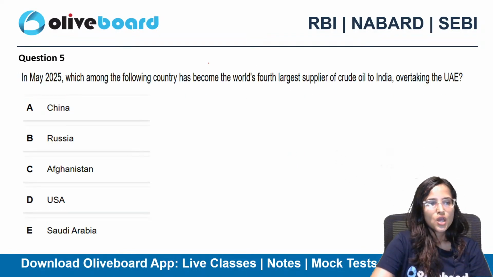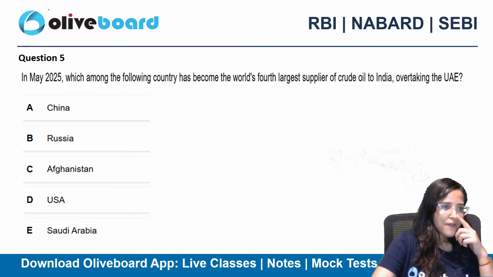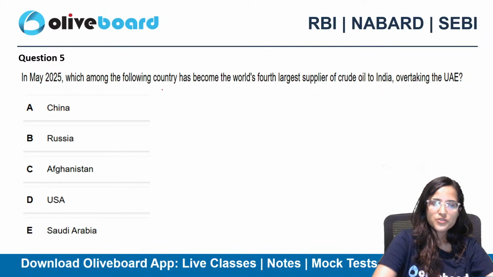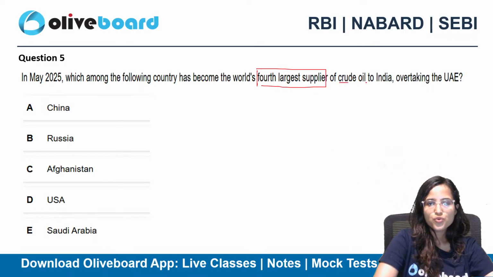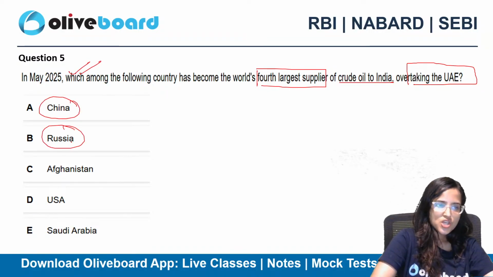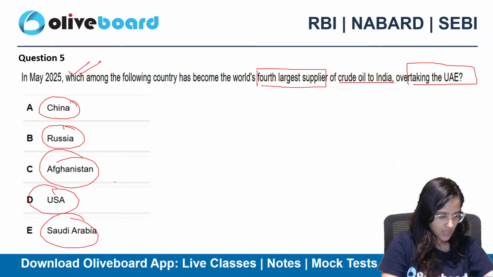Okay, so question 5 we have here in May 2025. Which among the following country has become the world's fourth largest supplier of crude oil to India, overtaking the UAE? This is according to the May 2025 analysis. China, Russia, Afghanistan, USA or Saudi Arabia? What is the answer? Fifth question.